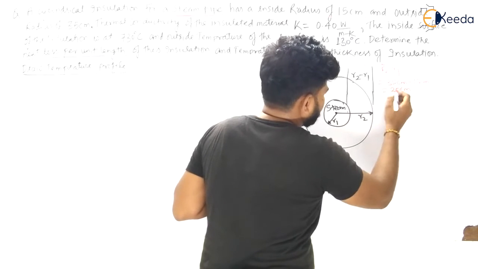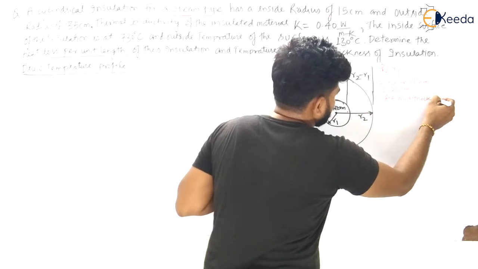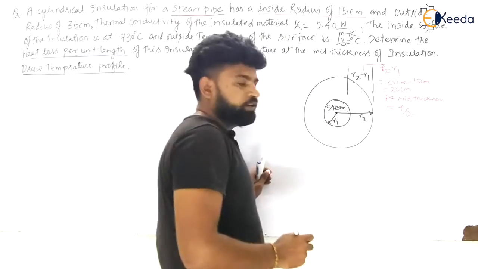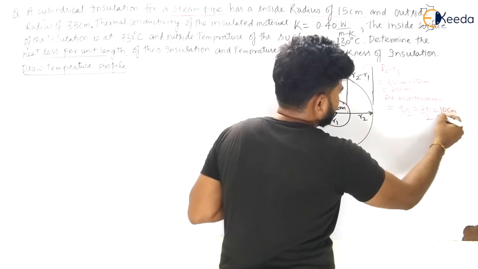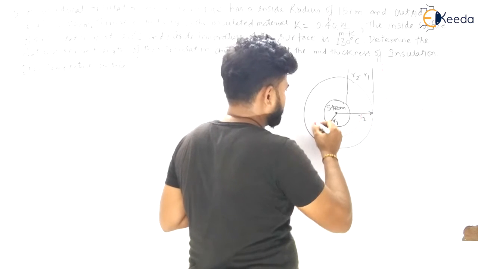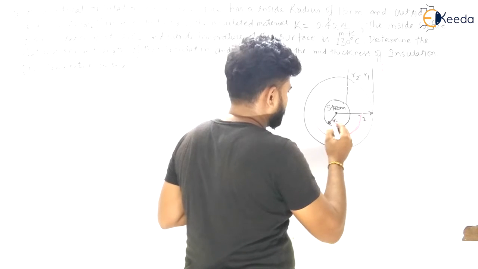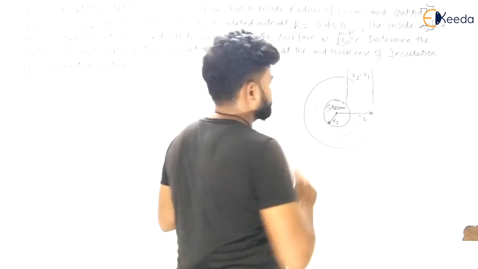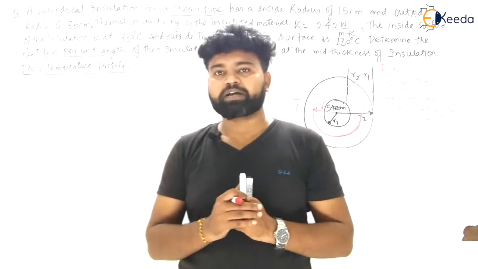So at the mid thickness, the value will be t by 2, which is 20 divided by 2, equal to 10 centimeter. He is asking about the mid thickness, so this is your mid thickness, my dear students, and he is asking about the temperature at this point. Let us say this is your R, and the temperature is T here. So what is the temperature in this case given by? Let us see.